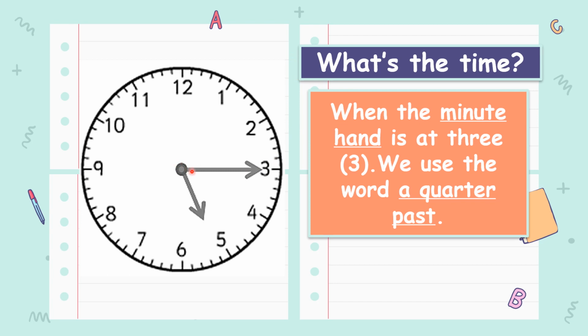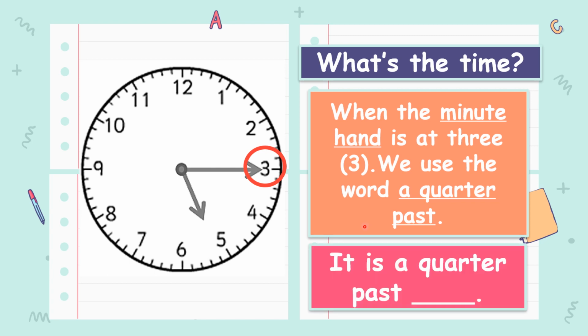When the minute hand is at 3, we always use the word a quarter past. Okay, it is a quarter past. Now, where does the hour hand show? Yes, 5. So the answer would be, it is a quarter past 5.